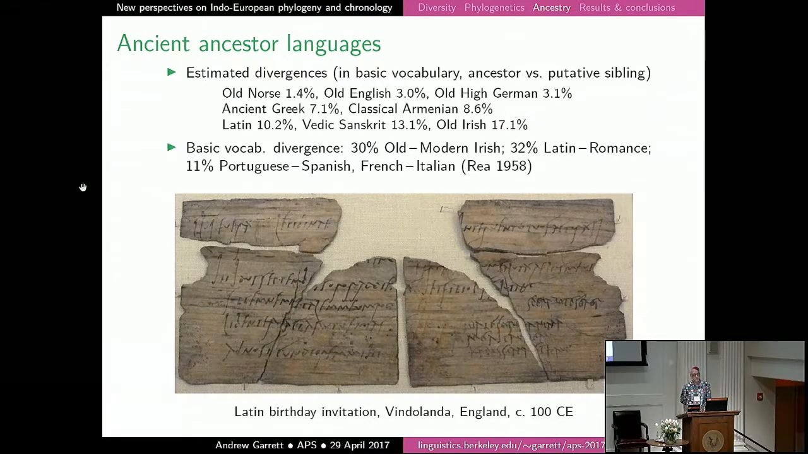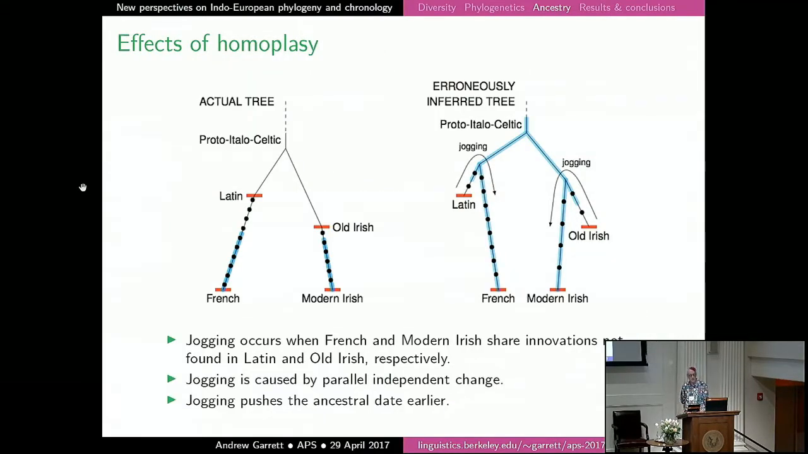So there's something wrong in the results, and we argued that the reason why the results are wrong is basically that innovations that occur in parallel between, for instance, Latin and French and Old Irish and Modern Irish, parallel innovations that happen separately on the tree, are imputed by the tools that are being used, the phylogenetic tools, to the ancestor of French and Modern Irish, which is something way up here. If you impute those innovations to the ancestor, then that creates this jogging effect.